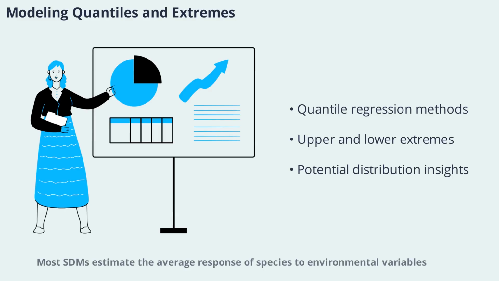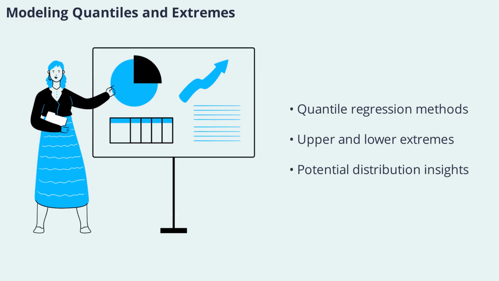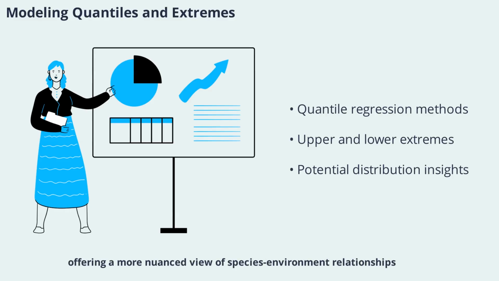Most SDMs estimate the average response of species to environmental variables, but some researchers argue that modeling upper or lower quantiles can provide additional insights. For example, upper quantiles may reveal the potential distribution of a species when other factors are not limiting. Quantile regression and related methods are being explored to capture these patterns, offering a more nuanced view of species-environment relationships.